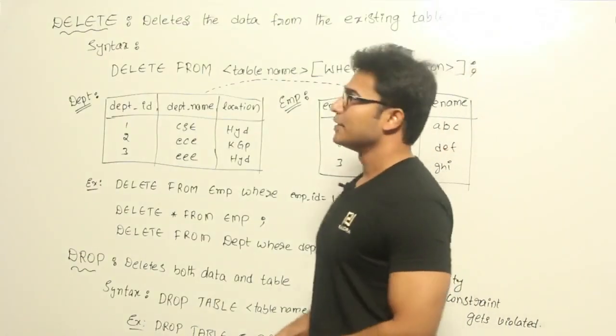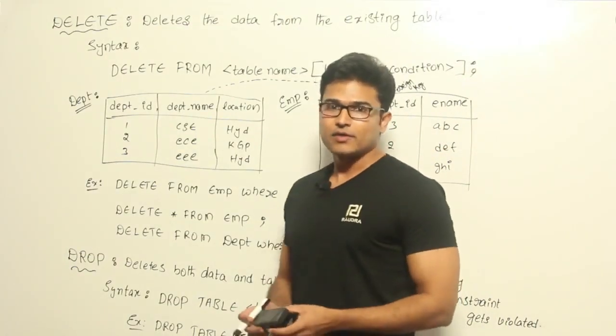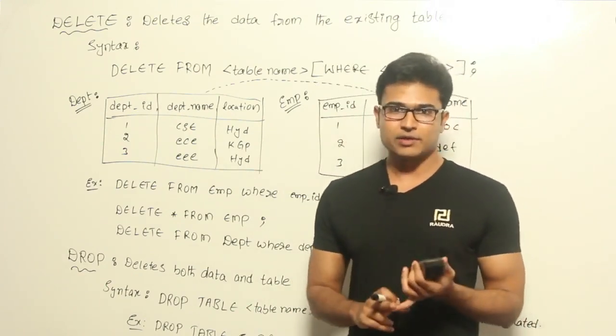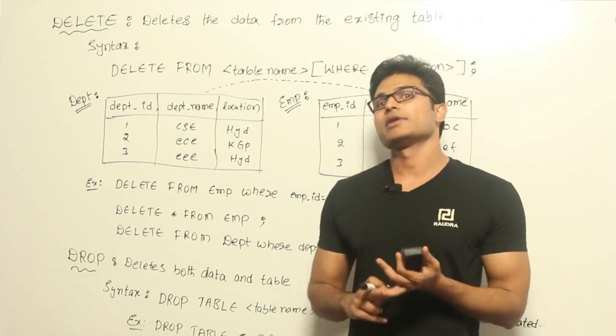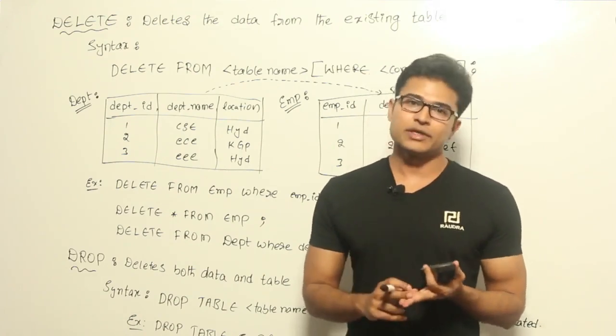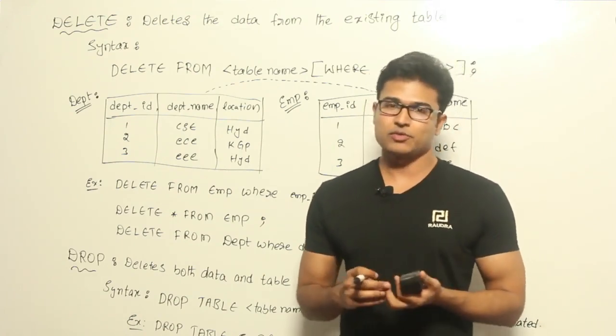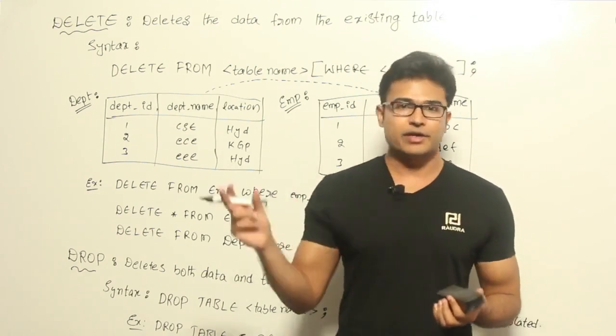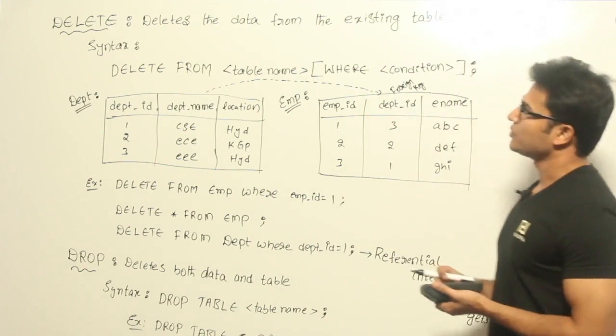Now let's see this delete operation. Generally, we might want to delete a row in a table, or all the rows in a table, or the entire table. So there are three types of delete we might want to do: either one row, or all the rows, or the entire table. Okay, now let's see how it could be done.